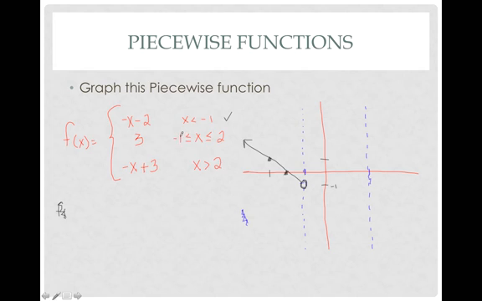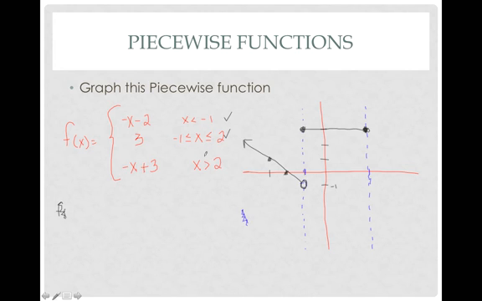Now I need to look at what happens between negative 1 and 2. Well, between negative 1 and 2, it's the function 3. Well, 3 is a horizontal line where all of the y values are 3. And since it's included for negative 1, I get to use a closed dot. And I get to use a closed dot at 2. So it's a line with slope 0. It's a horizontal line here. And there we go. We've now taken care of the middle piece.